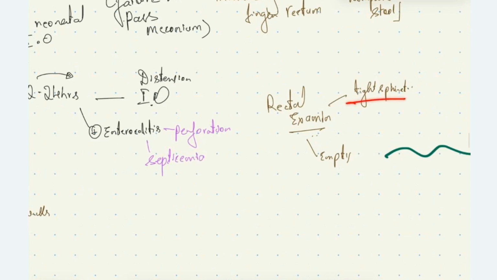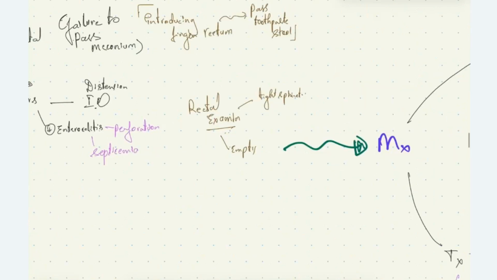As already told, there is loss of inhibitory ganglionic cells, so there will be increased tone of muscles. So the distal involved part is narrowed and constricted. So we'll see a tight sphincter because of involvement of the internal anal sphincter, and also the rectum will be empty.